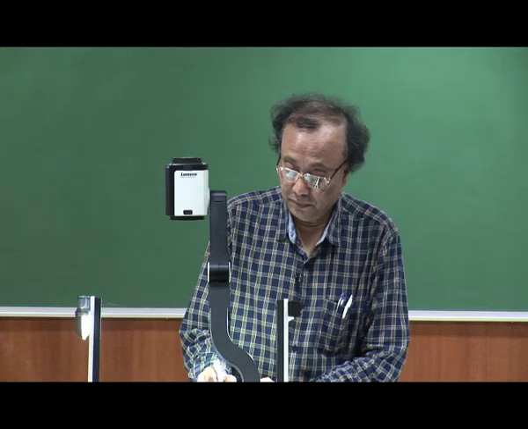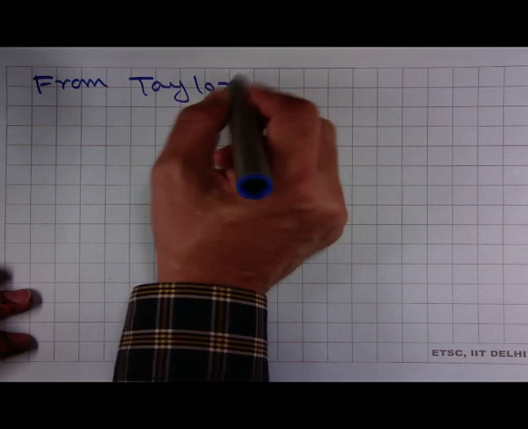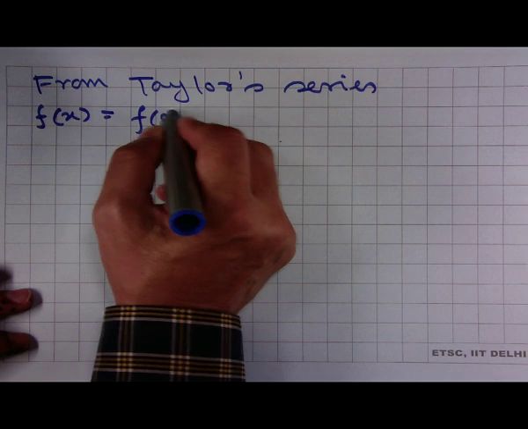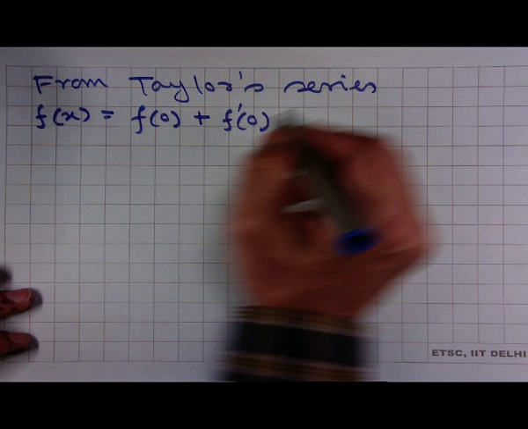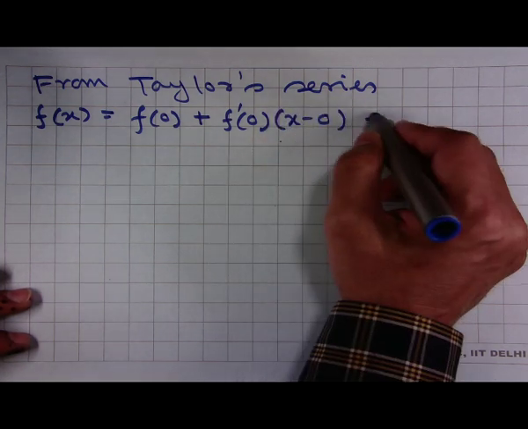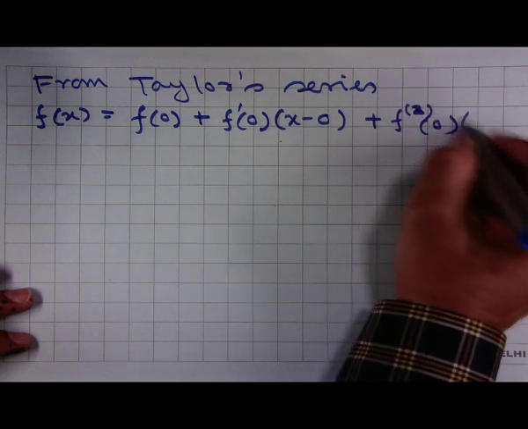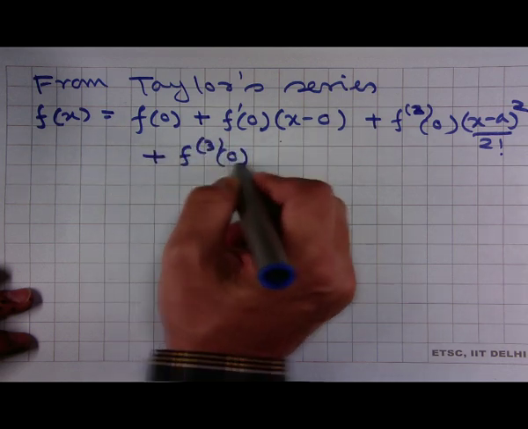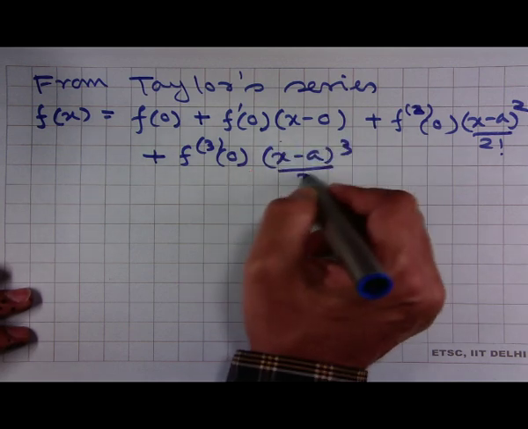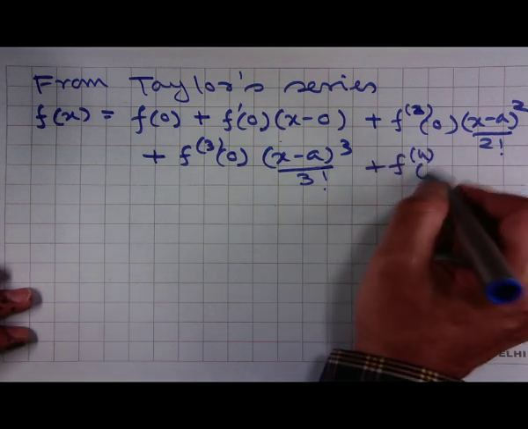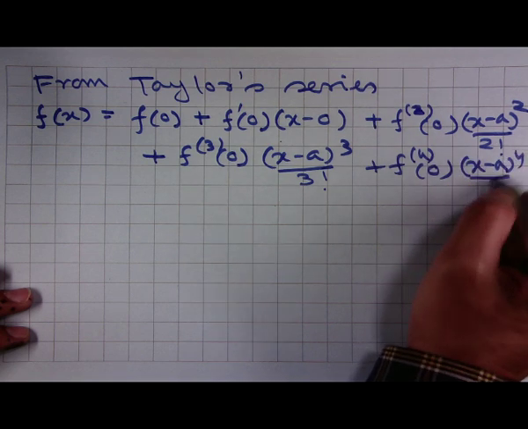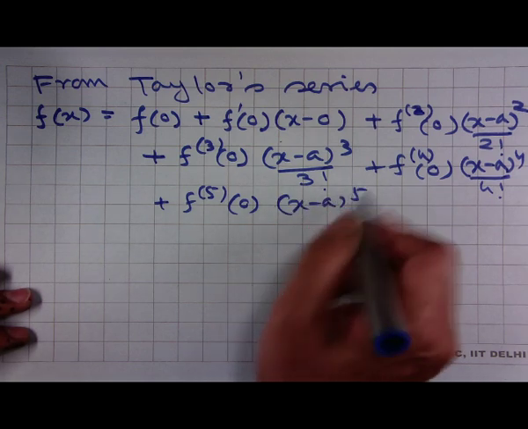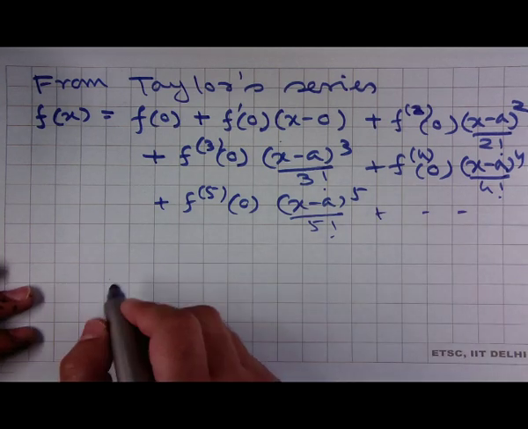Therefore, from Taylor series, f of x is equal to f at 0 plus f prime at 0 into x minus 0 plus f second derivative at 0 into (x minus a) whole square upon factorial 2 plus third derivative at 0 into (x minus a) whole cube upon factorial 3 plus fourth derivative at 0 into (x minus a) whole to the power 4 upon factorial 4 plus fifth derivative at 0 into (x minus a) whole 5 upon factorial 5 plus, like that we will go. I am not going any further.